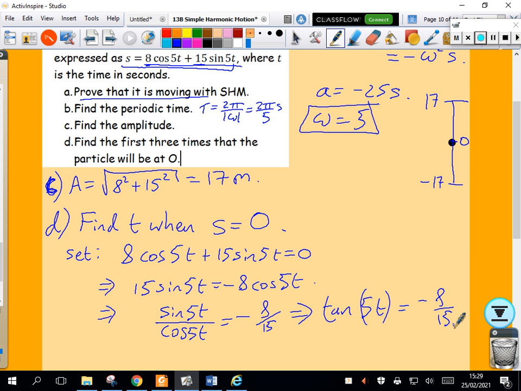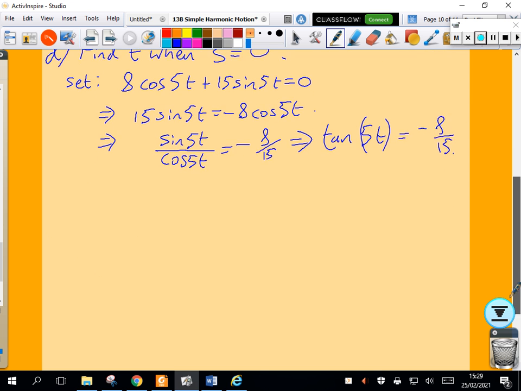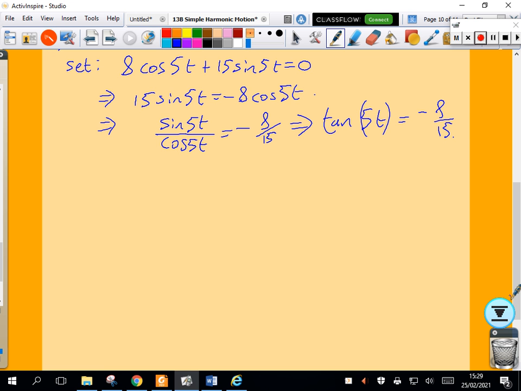So what does that mean? Well, this means that this particle that moves up and down will be at position 0 when tan of 5 times whatever the time is, is negative 8/15. So my problem now is just to solve this trigonometric equation. To solve a trigonometric equation, tan of 5t equals negative 8/15, the first thing to do is find the reference angle.